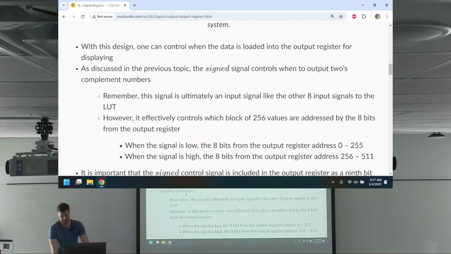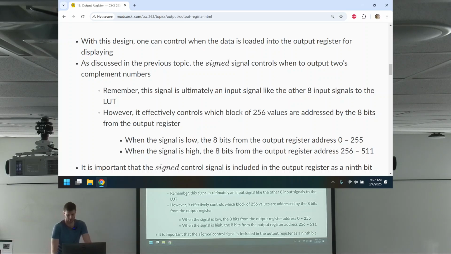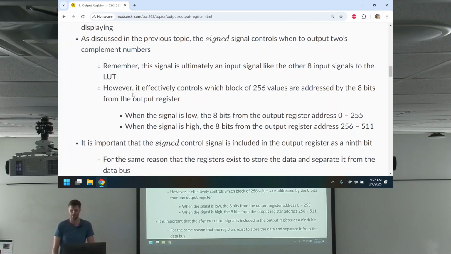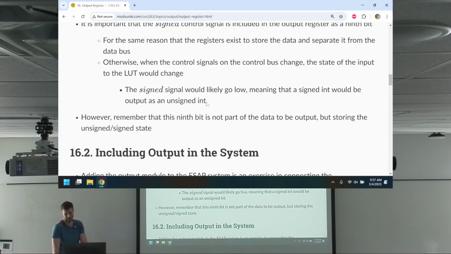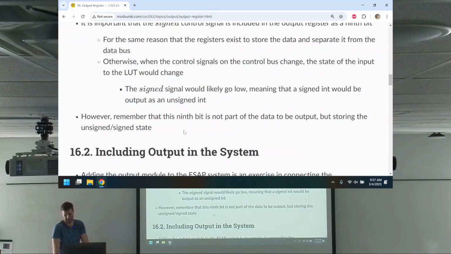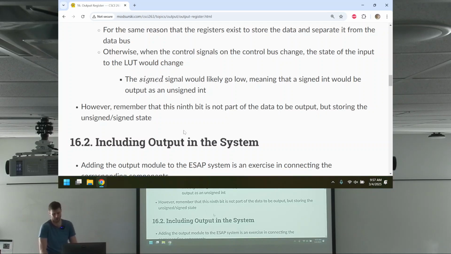All right, so with the design, one can control when data is loaded in the output register for displaying. As discussed in the previous topic, the sign signal controls when the output is 2's complement. It is important that the sign control signal is included in the output register as a 9th bit, or 8th bit, depending on if you start counting at 0. However, remember that the 9th bit is not part of the data to be output, but is storing that signal state.